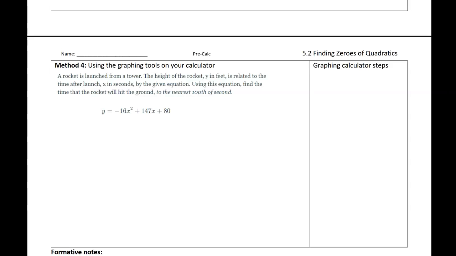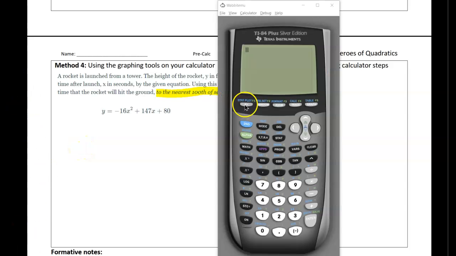And notice it's another object hitting the ground question. So we know we're going to find a 0, but notice it says to the nearest hundredth of a second. So that tells me that I'm going to get some ugly decimal here. That's what the problem writers are expecting me to get. So I'm going to actually use my graphing calculator to solve this one. So I'm going to hit y equals, and I'm going to graph my function. And then I'm going to hit graph, and it's going to draw me something.